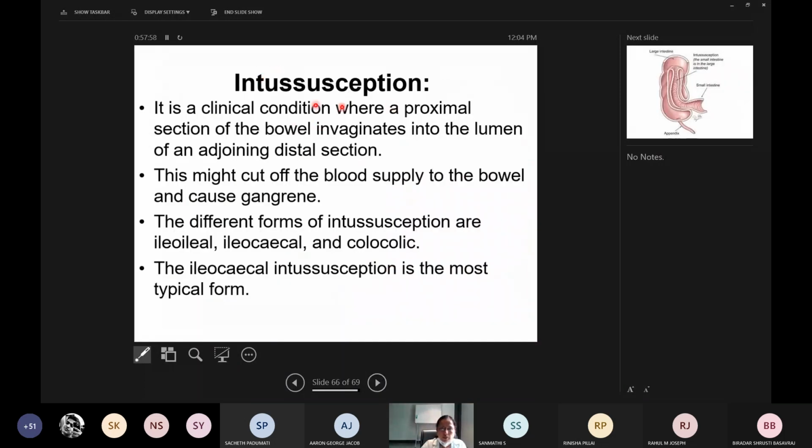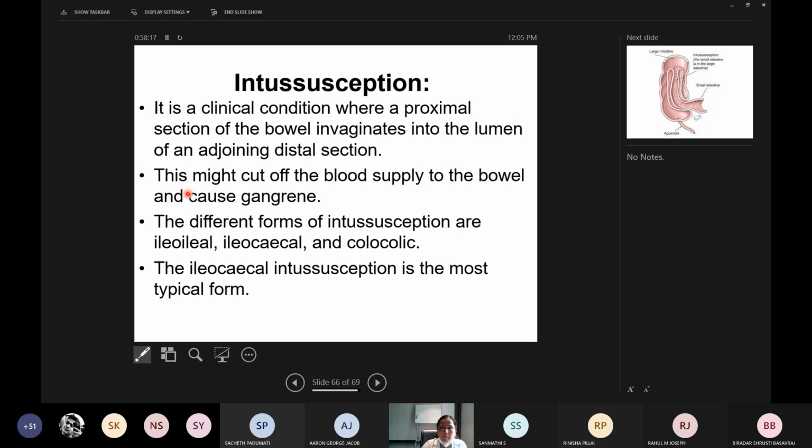Then intussusception. What is this intussusception? When a portion of the bowel invaginates into the lumen of the adjoining distal section, mainly seen in the ileum and the cecum. That is, a portion of the ileum invaginates into the cecum and the ascending colon. That is called intussusception.